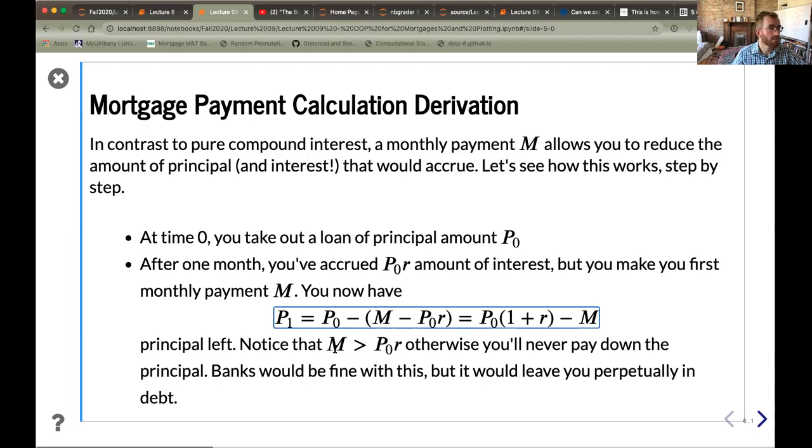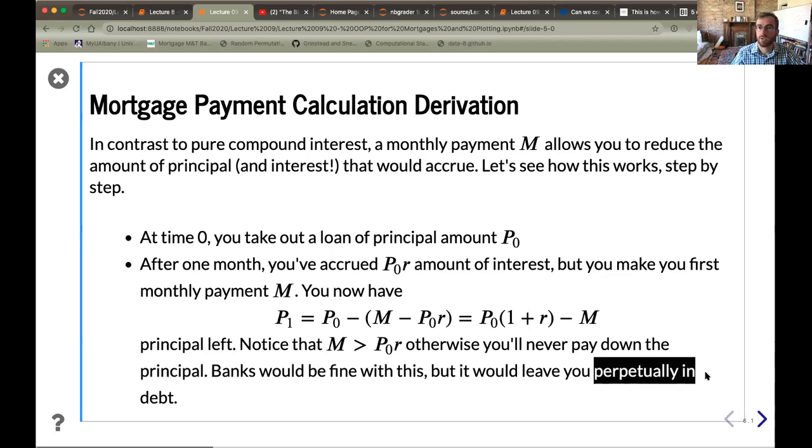So we need to assume that M, our monthly payment, is greater than our initial principal times our monthly percent. That's the only way we'll ever pay down our loan. Again, banks would be fine with this because they would essentially get a paycheck for the rest of your life without having to do anything, just because they had the capital to loan the money out to you and you didn't. And this is where you'd be left perpetually in debt. Luckily, we have federal laws which say that people can't be perpetually in debt.